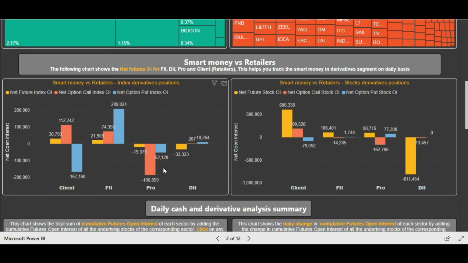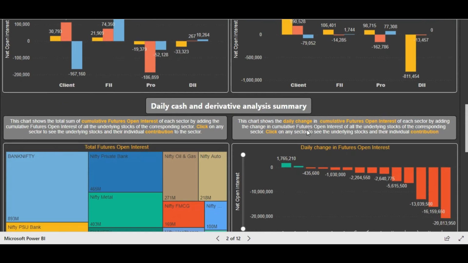Generally these people have a huge sum of money on an individual basis also. So that's why they have been placed in the pro section. Then come the DIIs. Lastly, you can see the DIIs position, and similarly we can see the positions in stocks for all these four segments. Now we scroll down a bit.